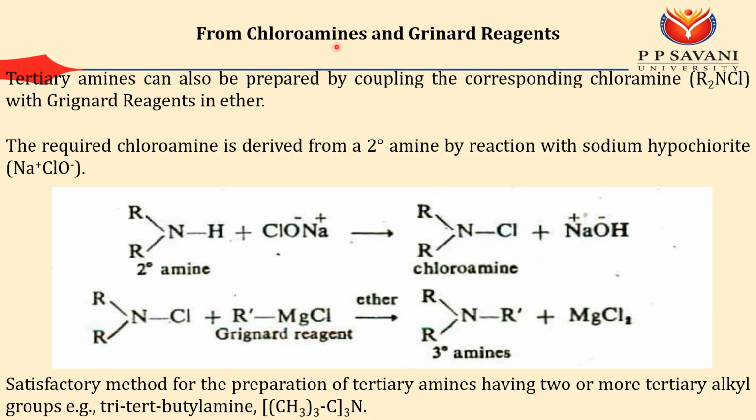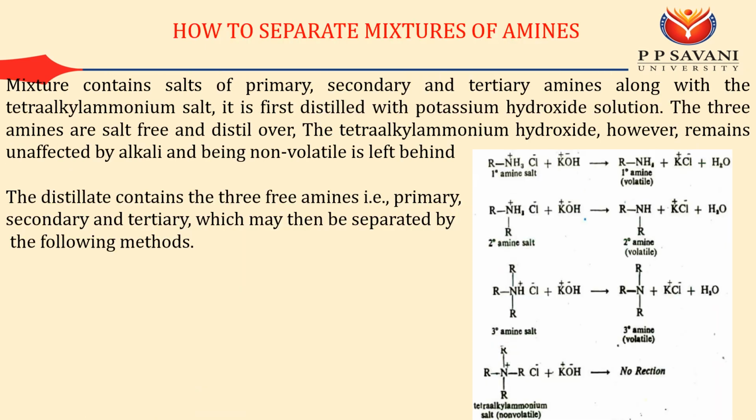Then, from chloroamines and Grignard reagents, which we have already seen, you have to do a reaction with this initial chloramine, giving NaOH as a byproduct. You will get chloramine, and with this chloramine you have to do a reaction with a Grignard reagent, so you will get MgX2 as a byproduct, and tertiary amine is your main product.